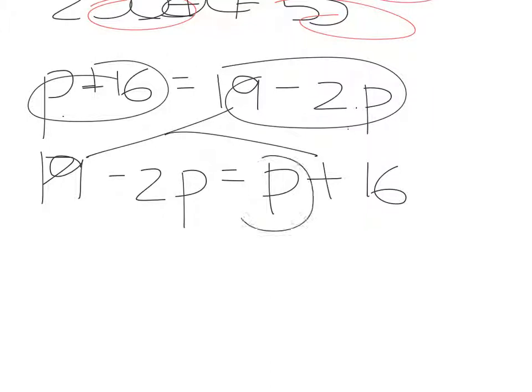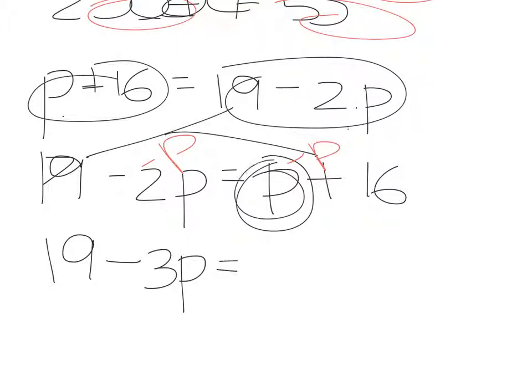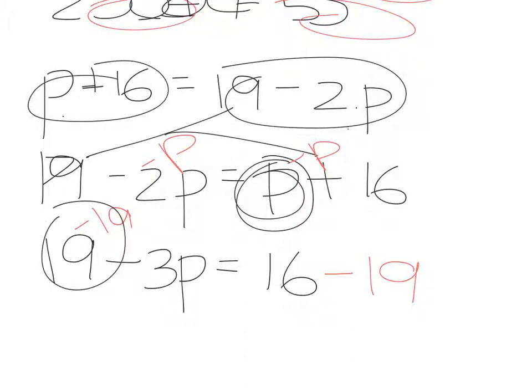Then you go, what do I want to get rid of? I want to get rid of him. He's a positive p, so I'm going to take p on both sides. If you've got negative 2p and you take another one, you've actually got negative 3p. You got rid of your p here, so you have 16. Now we want to get rid of our 19, so we take 19 on both sides, and 19 take 19 is eradicated. So we've now got negative 3p, which is equal to 16 take 19, which is negative 3.